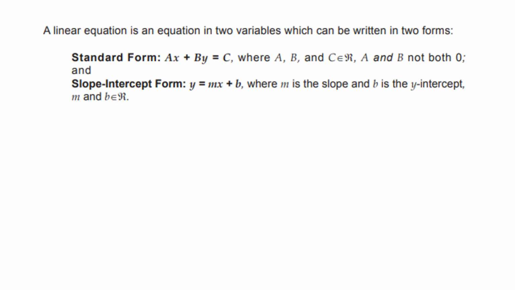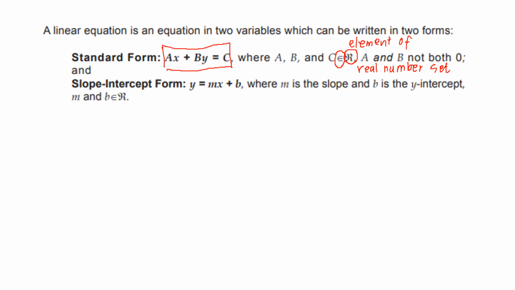So a linear equation is an equation in two variables which can be written in two forms. First is the standard form, which has the form of ax plus by equals c, where a, b, and c are elements of the real number set. So this symbol is read as an element of. That means it belongs, okay? And this symbol means real number set. So that means a, b, and c can be any real number.